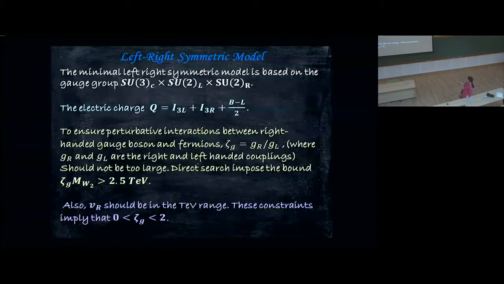Your zeta G is GR by GL, yes. So the smaller GR seems to give... Yeah, let us ask these questions after that. Okay.